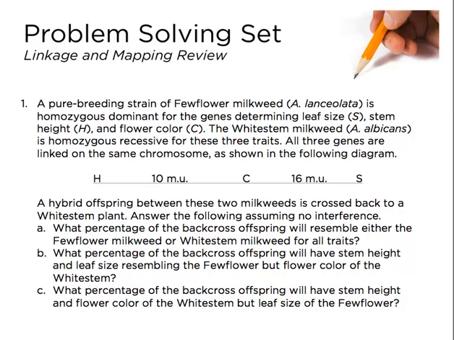Question 1. A pure breeding strain of few flower milkweed, Asclepias lanceolata, is homozygous dominant for the genes determining leaf size, S, stem height, H, and flower color, C. The white stem milkweed, Asclepias albicans, is homozygous recessive for these three traits. All three genes are linked on the same chromosome as shown in the following diagram, where H and C are 10 map units apart, and C and S are 16 map units apart. A hybrid offspring between these two milkweeds is crossed back to a white stem plant. Answer the following questions assuming no interference.